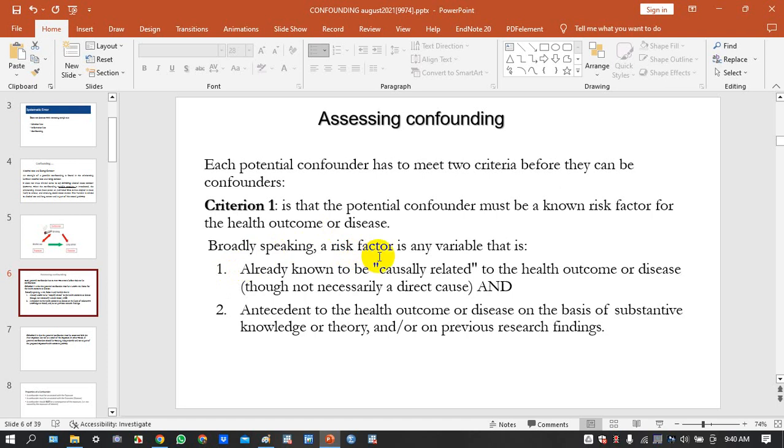So broadly speaking, a risk factor is any variable that is already known to be causally related to the health outcome or disease, though not necessarily a direct cause. It is also an antecedent to the health outcome, or something that is related to the health outcome. It's related to lung cancer on the basis of scientific knowledge or theory, because we all know it's a fact that smoking and alcohol drinking are related, and that if smoking can cause lung cancer, alcohol drinking can also cause it. But the main cause is the smoking, which is a confounder.